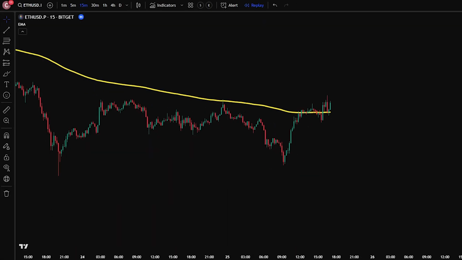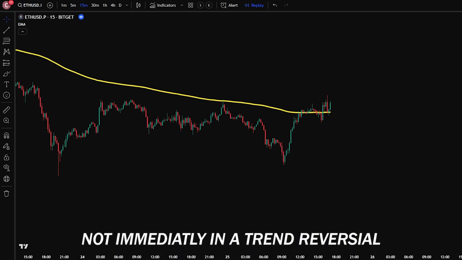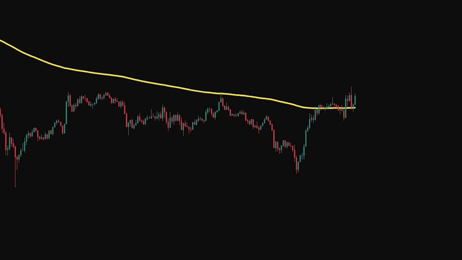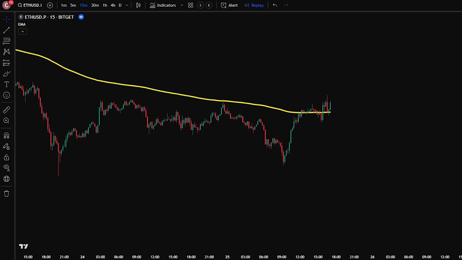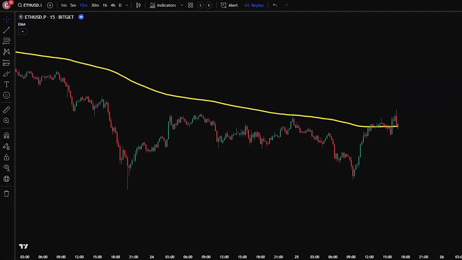But just because we break through the 200 period exponential moving average doesn't mean we are immediately in a trend reversal and should start looking for buying opportunities. It could very well be a fake out. A fake out occurs when we break above the 200 period exponential moving average, but then quickly fall back below it shortly after. However, there is a relatively simple way to identify these fake outs and prepare for them.